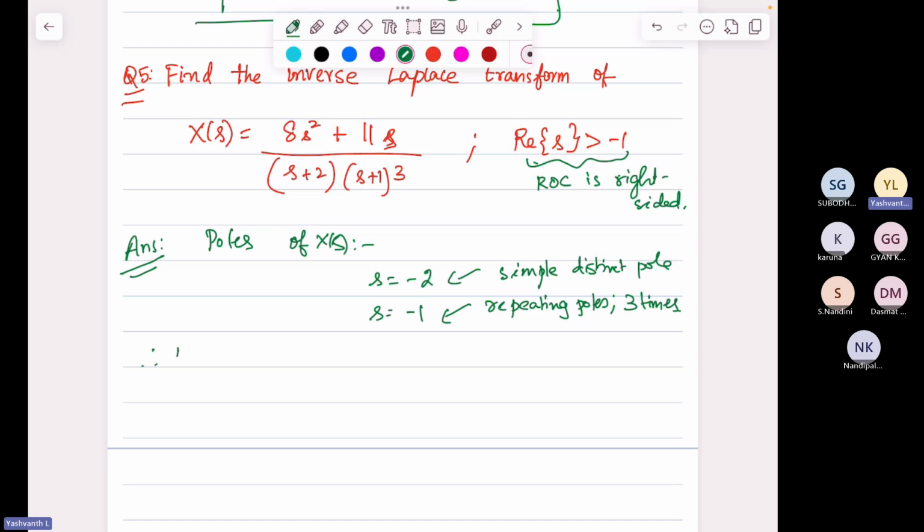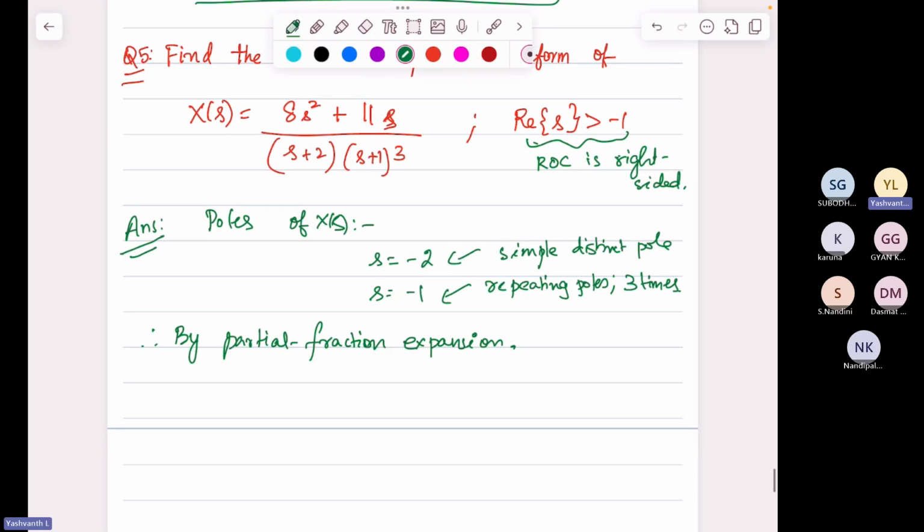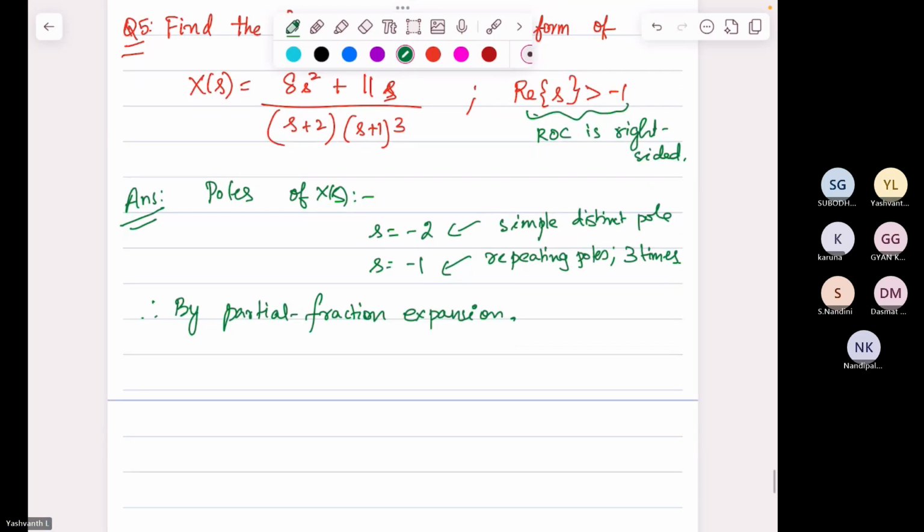Therefore, by partial fraction expansion, we can write X(s) as some k1 by (s plus 2). This is the partial fraction for the s equal to minus 2 pole, and 3 more terms representing the partial fractions for the repeating pole of s equal to minus 1, plus k2 by (s plus 1) whole cube, plus k3 by (s plus 1) whole square, plus k4 by (s plus 1). We call this equation 1.